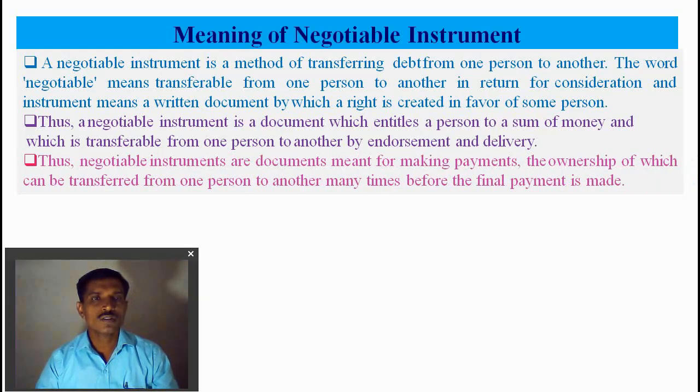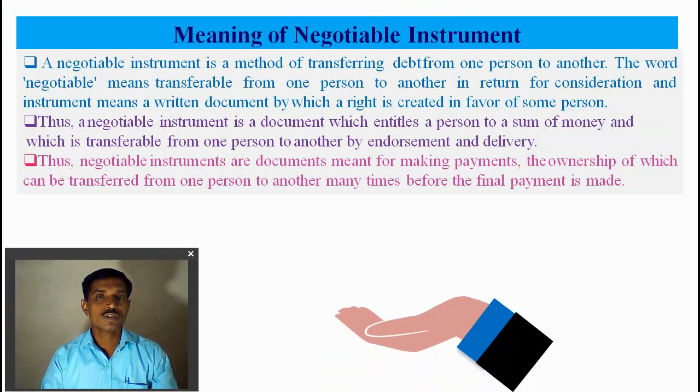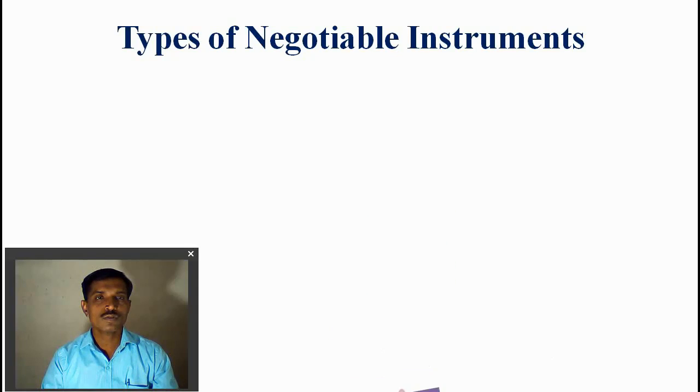Thus a negotiable instrument or document for making payment is one whose ownership can be transferred from one person to another many times before the final payment is made. So before final payment is made, we transfer the ownership from one person to another person.